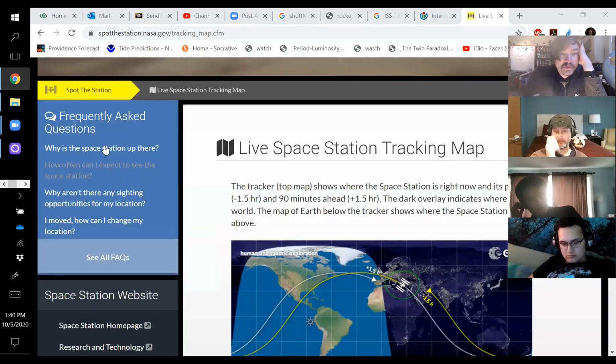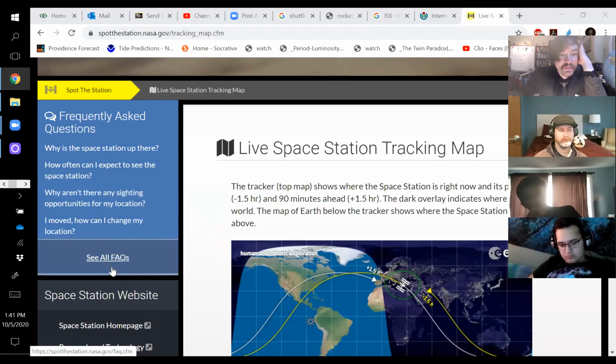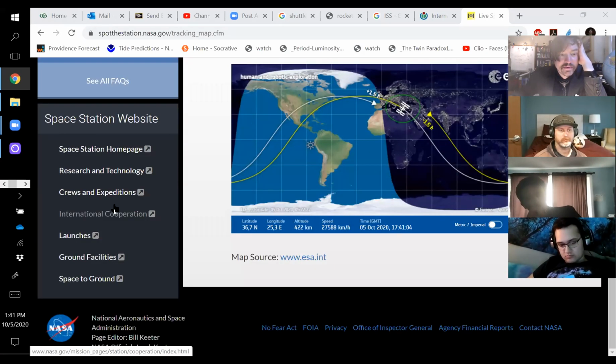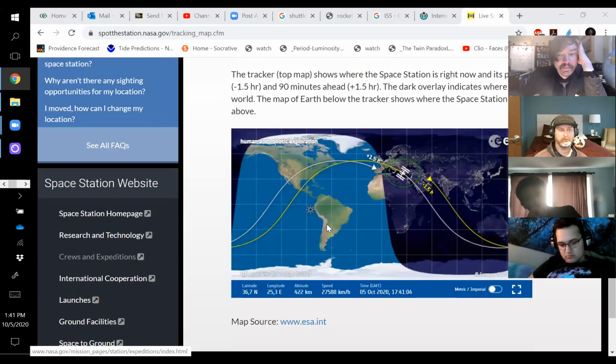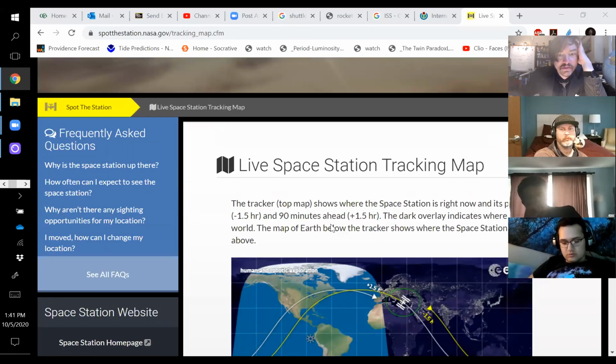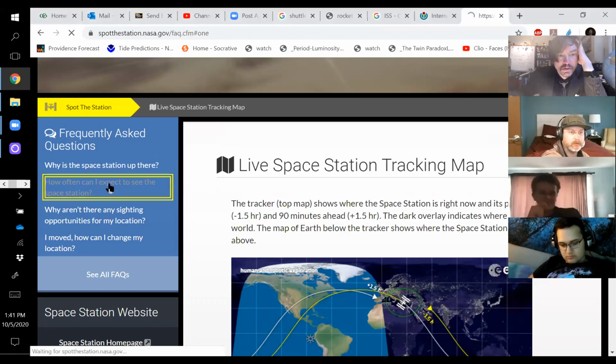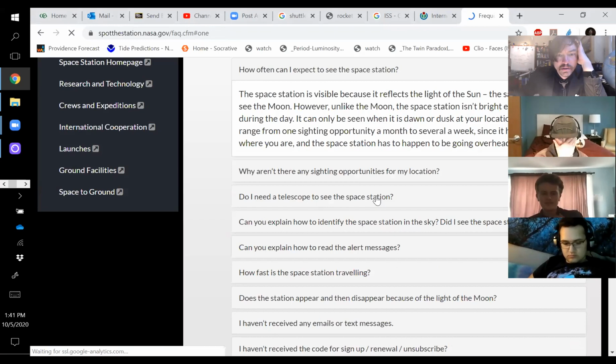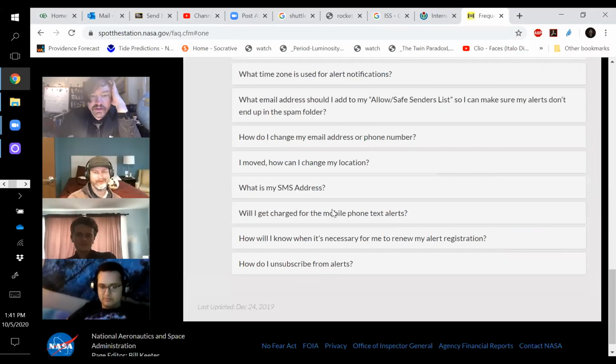Usually you can, why is the space station up there? If you want to know when it goes overhead, I think you can just type in your latitude and your longitude. Right there, the second one down. You have to plug in your coordinates.